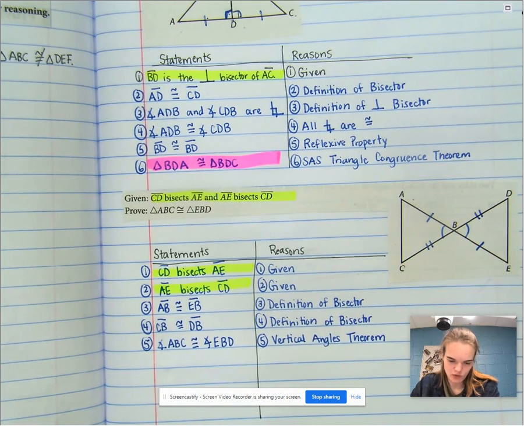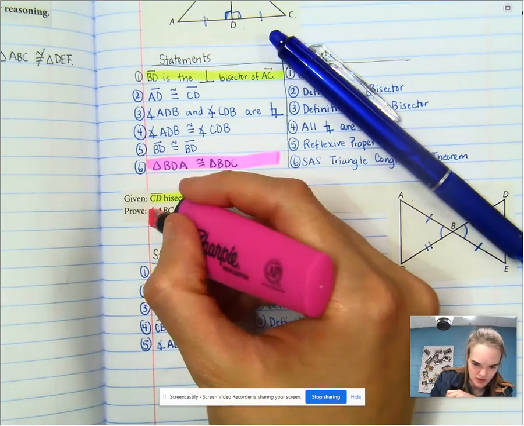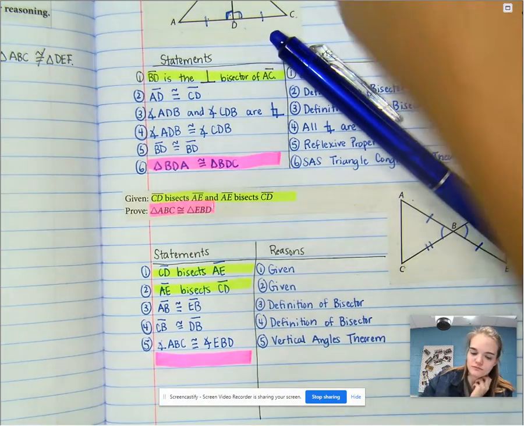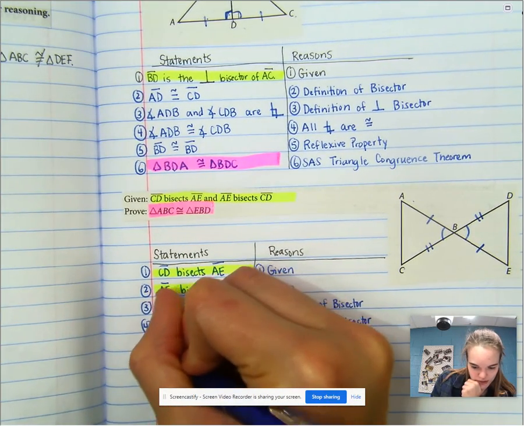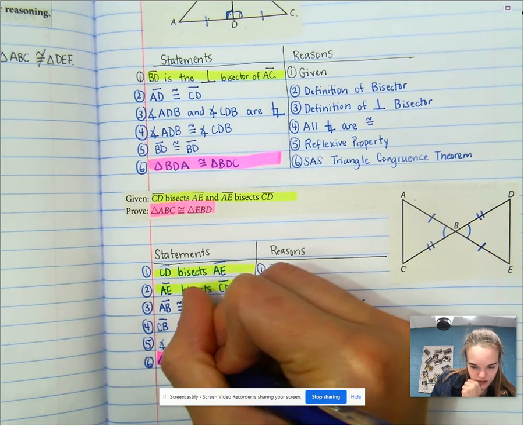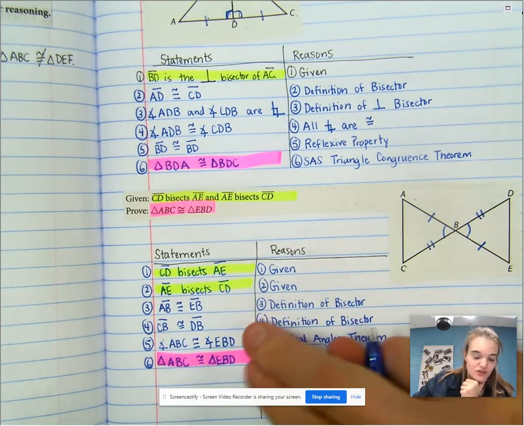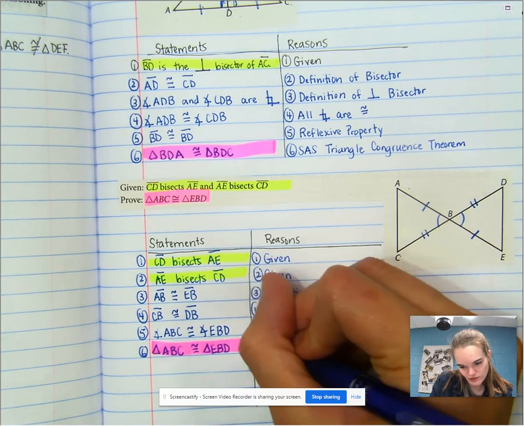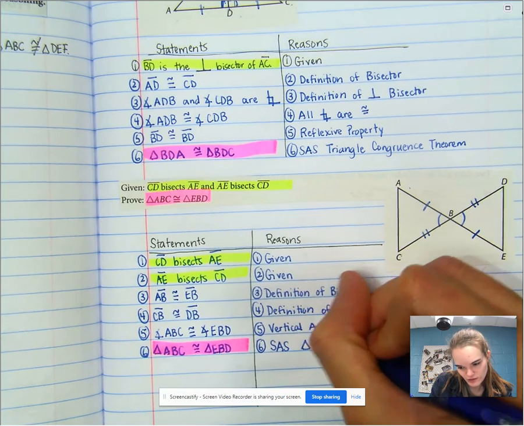All right, now let's think it through. Do I have two sides and the angle in between? Yes. So I'm going to skip to the prove part because I'm done. Once I write that down, I've got this done. Triangle ABC is congruent to triangle EBD. Notice they match. They don't always, but we did a pretty good job. 6. Because of the side angle side triangle congruence theorem.